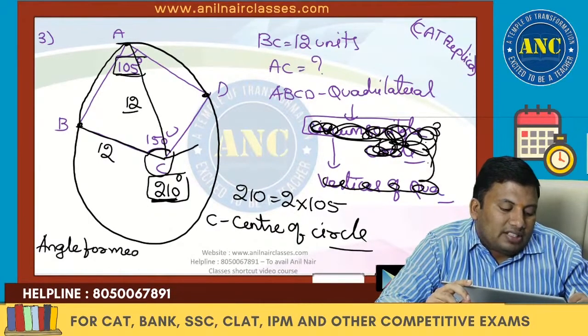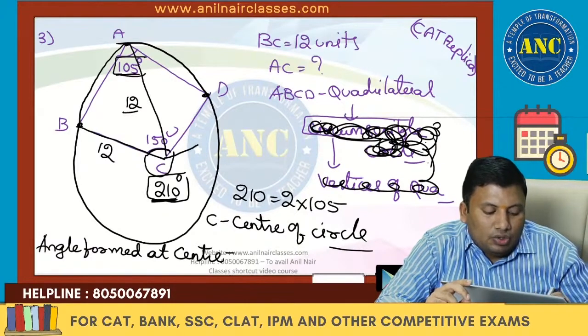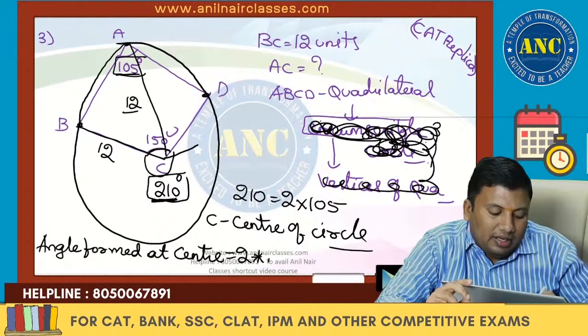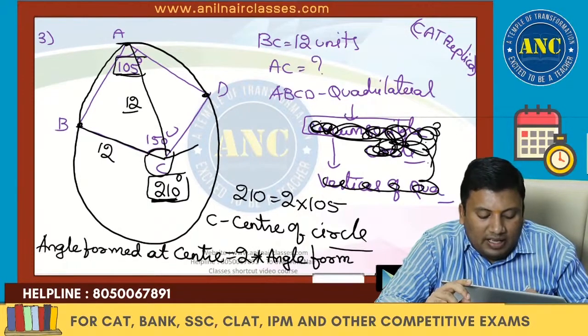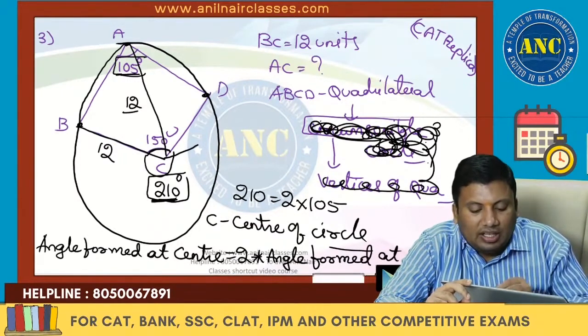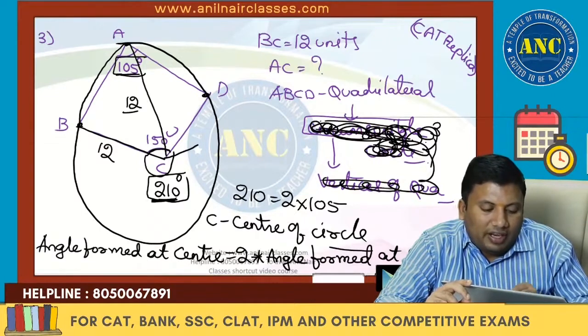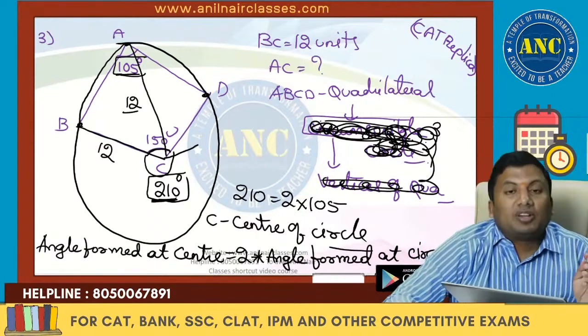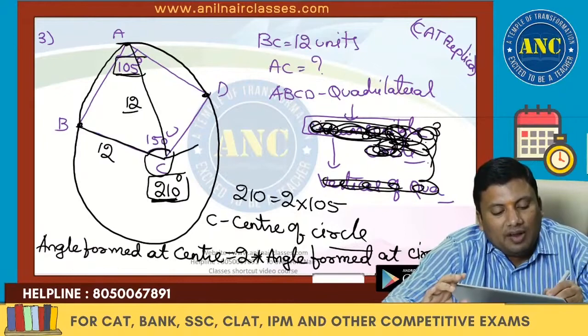The angle formed at the center is 2 times the angle formed at the circumference. Only basic concepts are asked. I don't want to go for high level; I wanted to show you simple, basic-level virtual positioning.